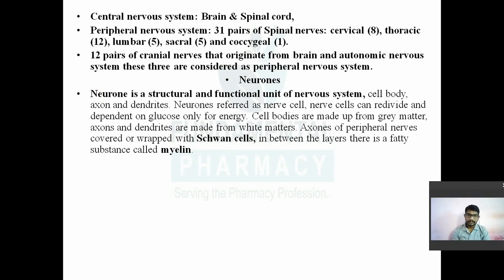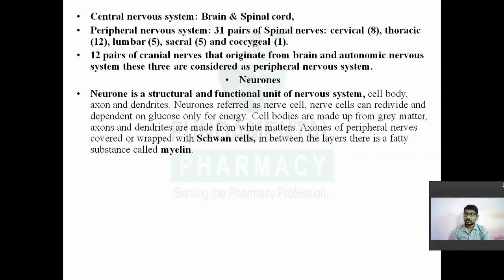A collection of cells for a particular function is known as a tissue, a collection of tissues for a particular task is known as an organ, and a collection of different organs doing one task is known as a system. We have seen this in the very first lecture. Now, the neuron is the structural and functional unit of your nervous system.